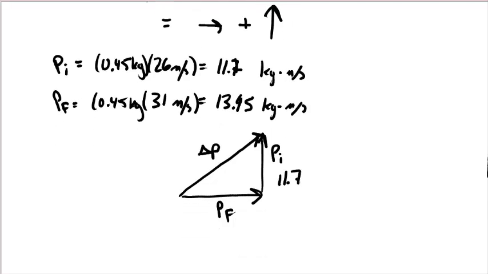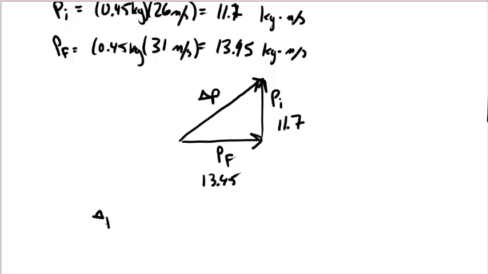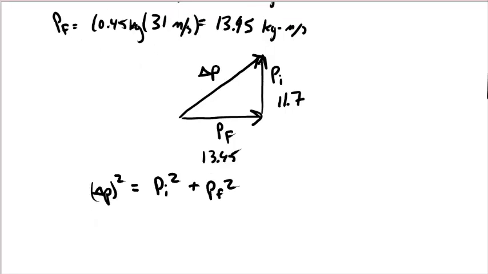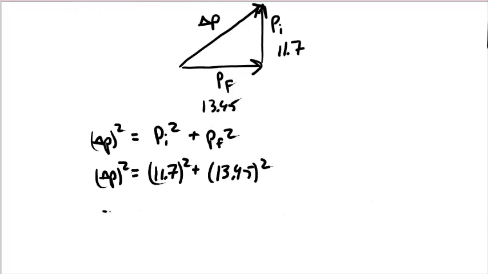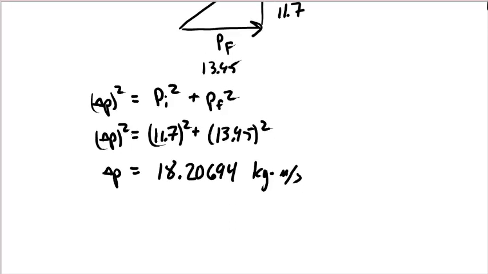P initial is 11.7, P final is 13.95, and so using Pythagorean theorem, then our change of momentum is going to be P initial squared plus P final squared. So our change of momentum squared is going to be 11.7 squared plus 13.95 squared. And if we work it out, then our change of momentum is 18.20694, and I'm trying to keep as many numbers as I can to keep things accurate.